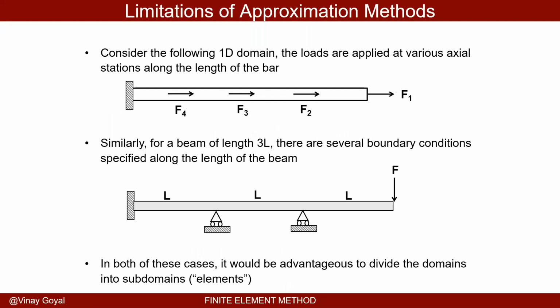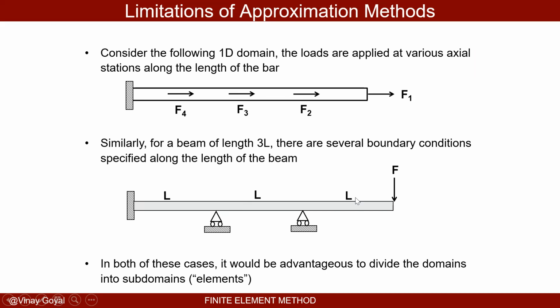So if I consider the example problem of an elastic bar that has an axial load applied at several points in the domain. The loads are applied at various axial stations, as you can see here. And another example that you have here is a beam. Now I have a transverse load with a simply supported end here and here, a roller support here, and you can see there are several boundary conditions along this beam.